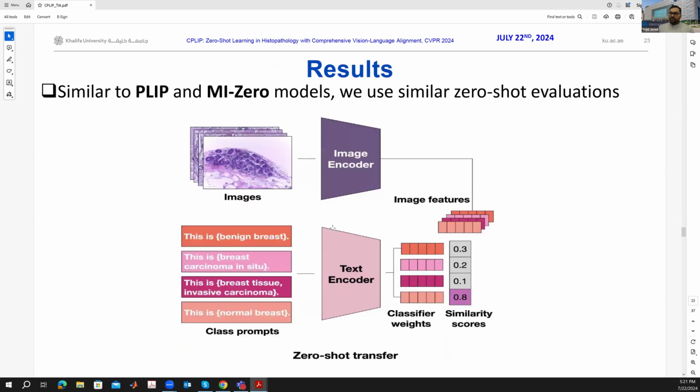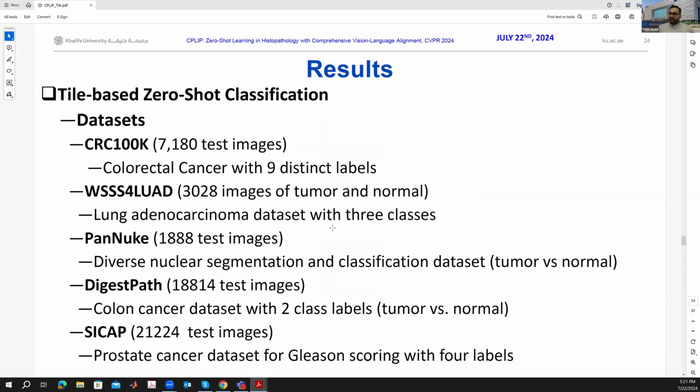Similar to the PLIP and MI-Zero models, we use a similar zero-shot evaluation, giving the pathology images and their input class prompts. We ask the text encoder and image encoder which image belongs to which class. Here you can see we computed the image embedding from our CPLIP model. We further computed the text embedding from our CPLIP model, and the classifier works similar to PLIP and MI-Zero.